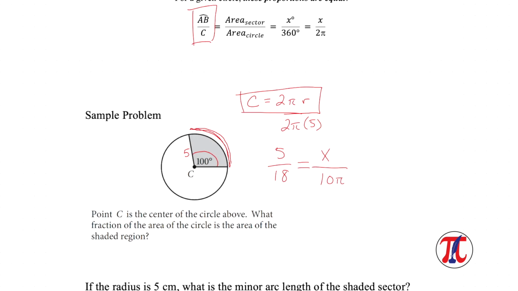Now, you could cross multiply and say 18x is equal to 5 times 10 pi, but really all you need to do here is multiply both sides by 10 pi, because that will get rid of it from this side. 10 pi divided by 10 pi is 1, so it goes away. Then I just have 10 pi times 5, which is 50 pi over 18. I can reduce that fraction by 2 and say 25 pi over 9. There's nothing else I can do with this if I want an exact answer.